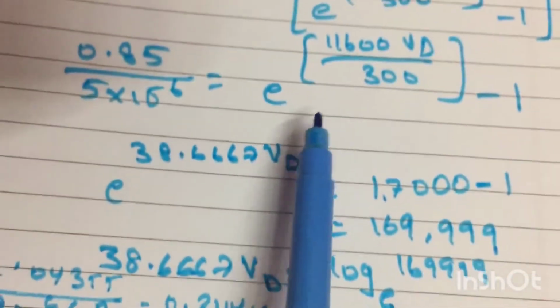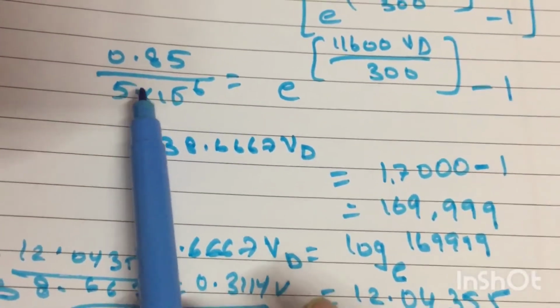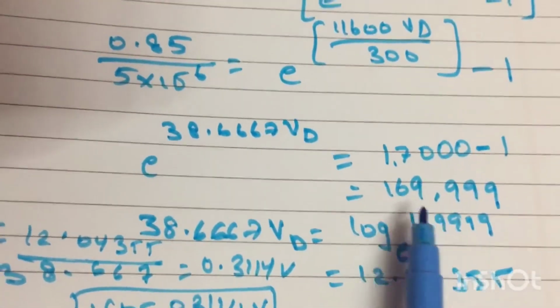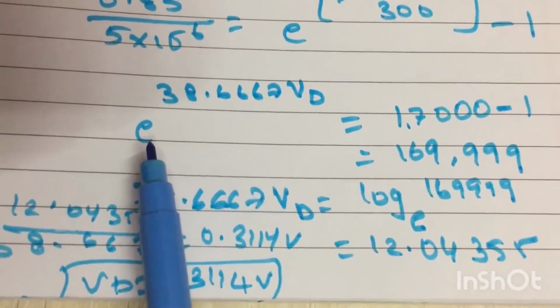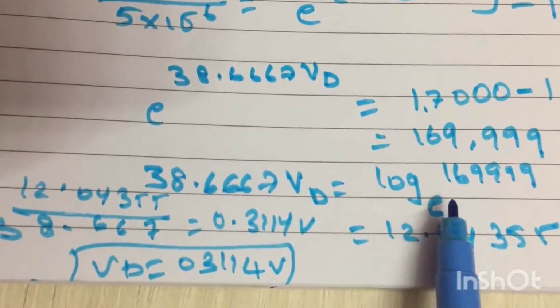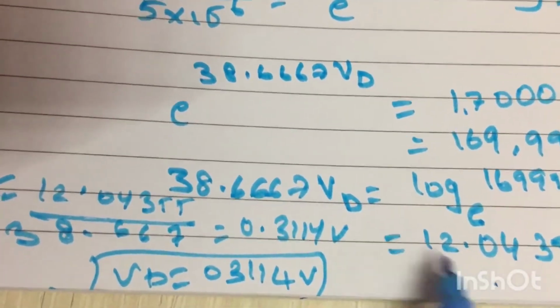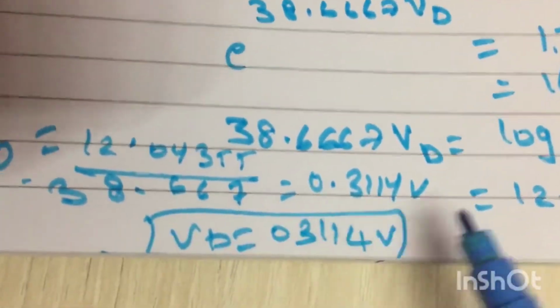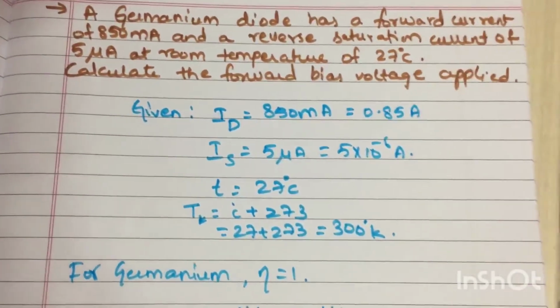Just the exponential form we are solving over here. VD, this complete value is 1,70,000 minus 1, and you'll get something like this. So just equating the exponential, if you're taking it here, you're converting into log. So that value is this one. So VD is equal to 12 by 38, so the approximate value is this one. This is how we'll be finding the VD values. I hope this problem is also clear.